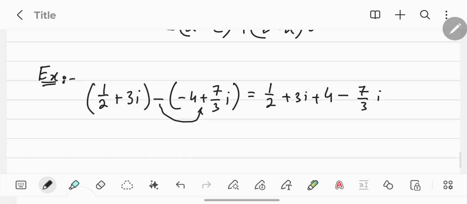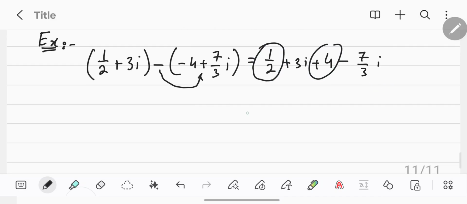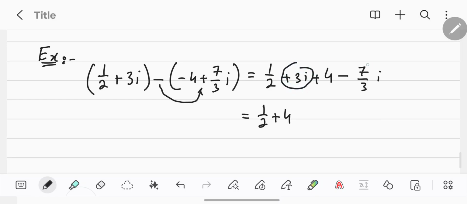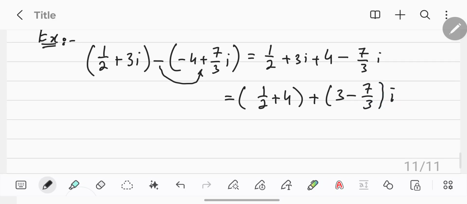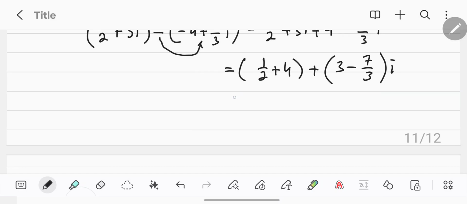Now you will add the real parts and the imaginary parts. Real parts are without iota, this one and this one. So it is 1 by 2 plus 4, and then the imaginary parts are the numbers along with the iota. So it is 3 minus 4 by 3. Plus 3 minus 7 by 3 with iota. Okay, now add both of them.